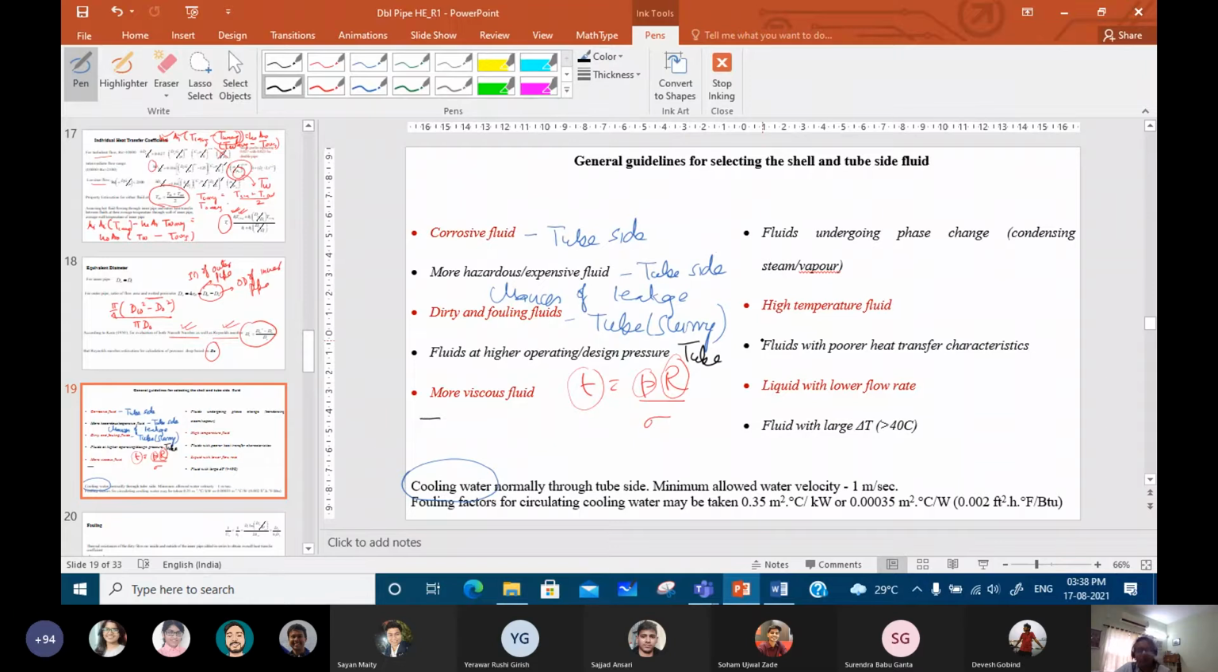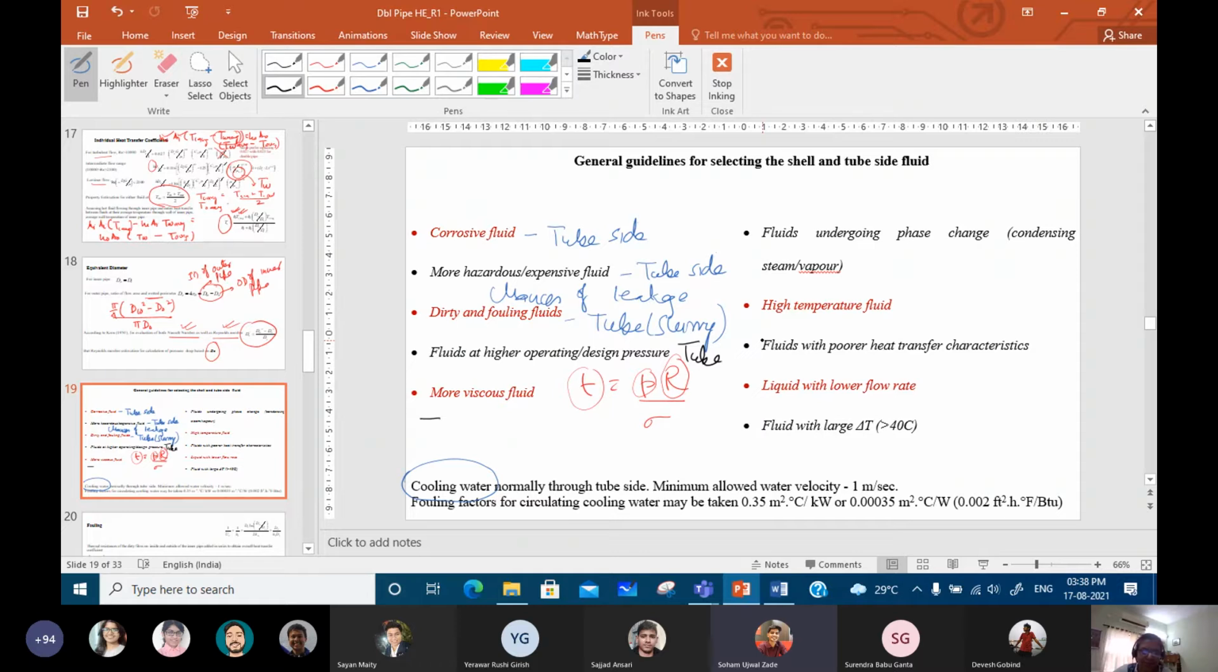Anybody, any idea? Shell side. Any specific reason for this? Yes, ma'am. Like we discussed, more viscous fluid will have a lesser heat transfer coefficient.